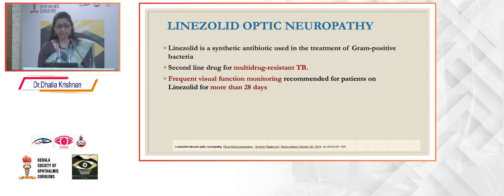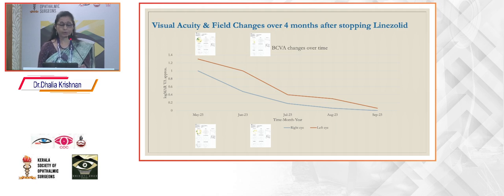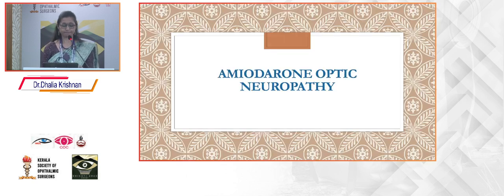Sharing one of my cases, a 51-year-old male patient with a history of defective vision of 1 month duration, a known diabetic, on treatment for multi-drug resistant tuberculosis for the past 18 months, who was on linezolid for the past 6 months with other second-line drugs. INH and ethambutol were stopped 9 months back. After his visual acuity, color vision and visual fields were found abnormal, linezolid was stopped, and he showed a good improvement over a 4 month period, with the baseline visual acuity achieved after 4 months.